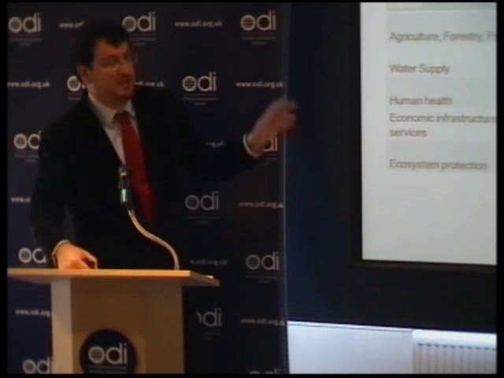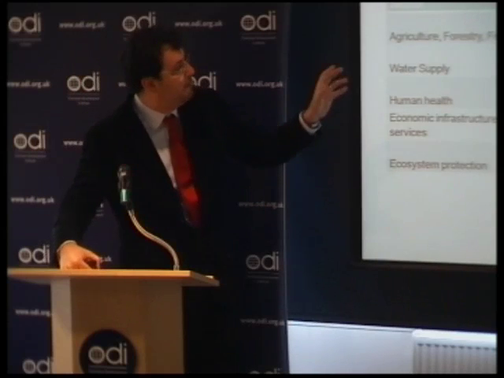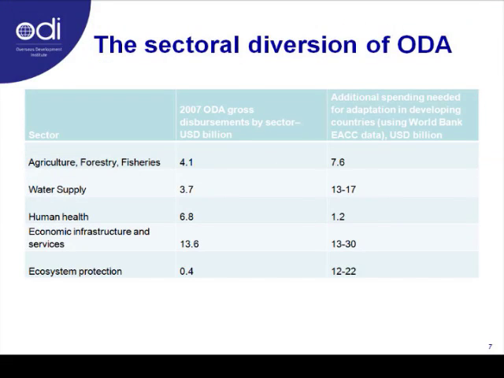Not only that, as you can see from this graph, we also try to compare the current ODA spending in terms of sectors with the adaptation costs that are needed for each sector. Also in this case, we can see that if ODA spending were used for climate finance purposes, and in particular for adaptation needs, we could generate a diversion of funds. In particular, a diversion of funds from human health, which currently has a high share of ODA funds, to other sectors like water supply or ecosystem protection.